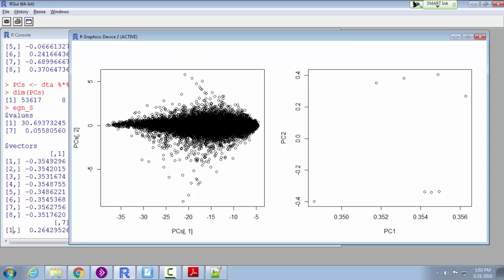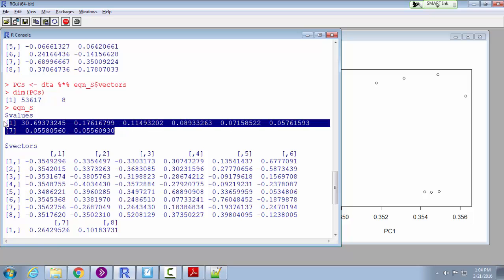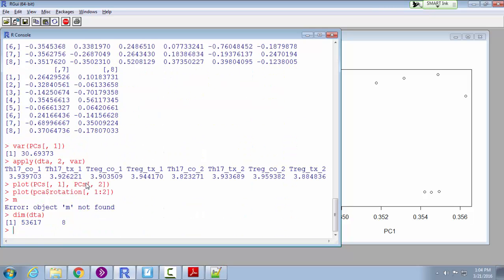The other thing that I see from this picture is that the first principal component has a variance of 30.7. And do you guys remember approximately what proportion of the total variance that was? What proportion of variance did the first PC explain? It's a lot. That's a big number compared to the rest of these.